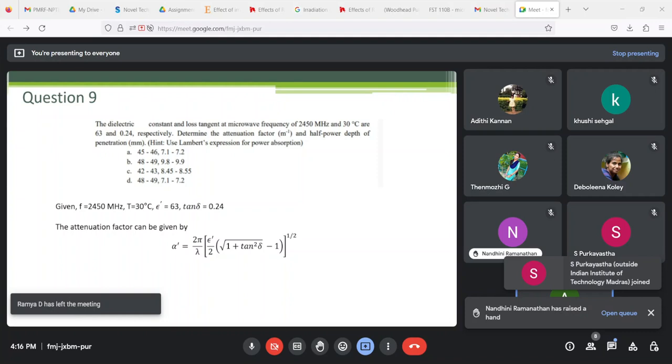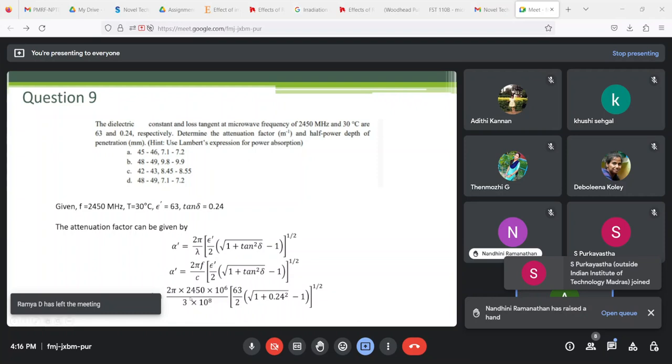Do you understand how to calculate wavelength from frequency? Is that part clear? Wavelength is equal to the speed of light, c, by frequency. That is what I am substituting here. So c by frequency is wavelength, and the rest of the formula comes directly. Now that we have all the parameters, I am substituting them in proper SI units.